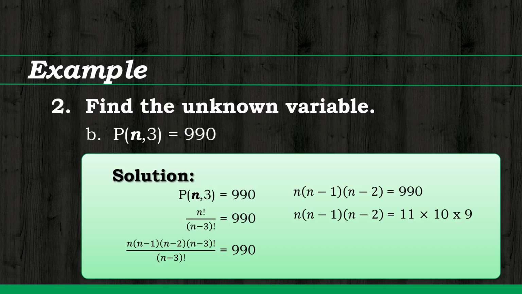And those numbers are 11 times 10 times 9. 11 is n, 10 is n minus 1, and 9 is n minus 2. Therefore, our n is equal to 11.